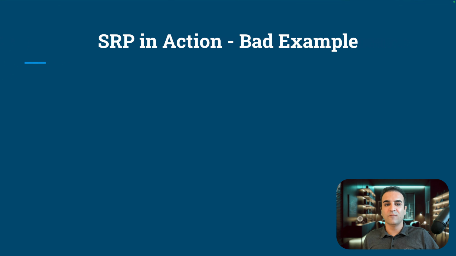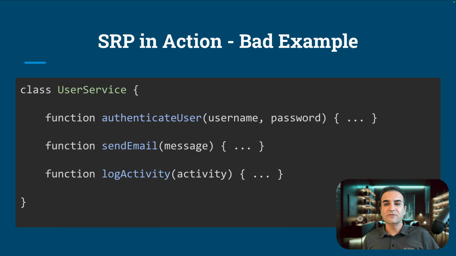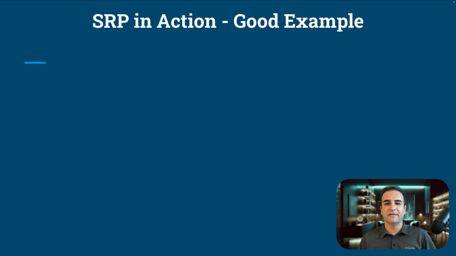Here's an example of what we don't want. A user service class that tries to do too much. It handles user authentication, sends emails, and logs activity. Imagine you need to update the way emails are sent. This change could accidentally affect authentication or logging, because everything is bundled into one class. This design violates SRP because the user service class has multiple responsibilities. Now let's fix this with SRP in mind.